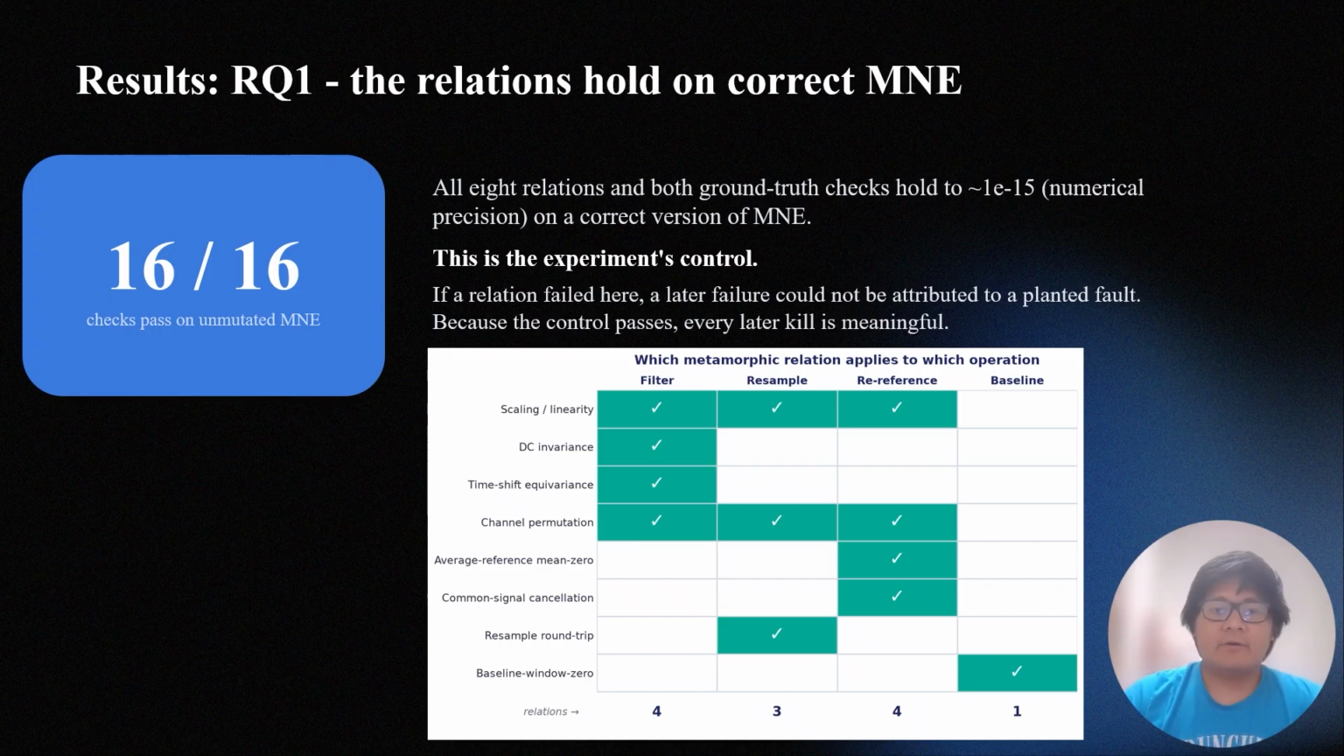Anyways, for our first question: do the relations hold on correct, unmutated, or unchanged MNE code? Unsurprisingly, it's very straightforward. They all worked, right? As you can see in the image, every single test worked on the baseline or control group, which was expected.